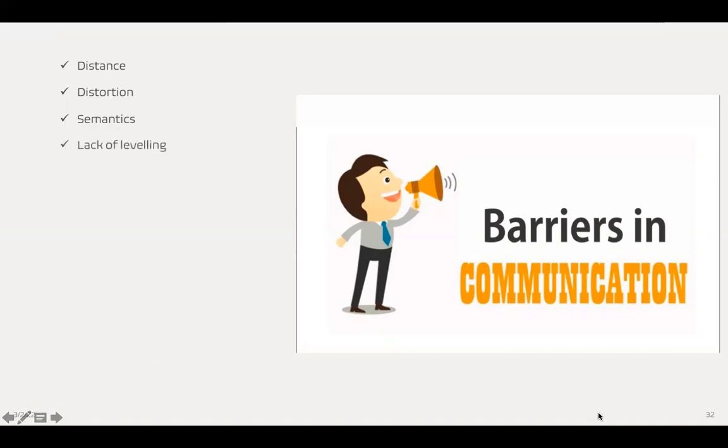Lack of leveling. This refers to various differences in the level of supervisors and subordinates. For instance, there is a difference in the level of knowledge and expertise of a supervisor and subordinate. If a supervisor communicates with his subordinates on his own level of knowledge and ignores the level of subordinates, then the communication breaks down. Sometimes supervisors tend to use supervisory jargon, either technical or administrative, which is totally alien to the subordinates.